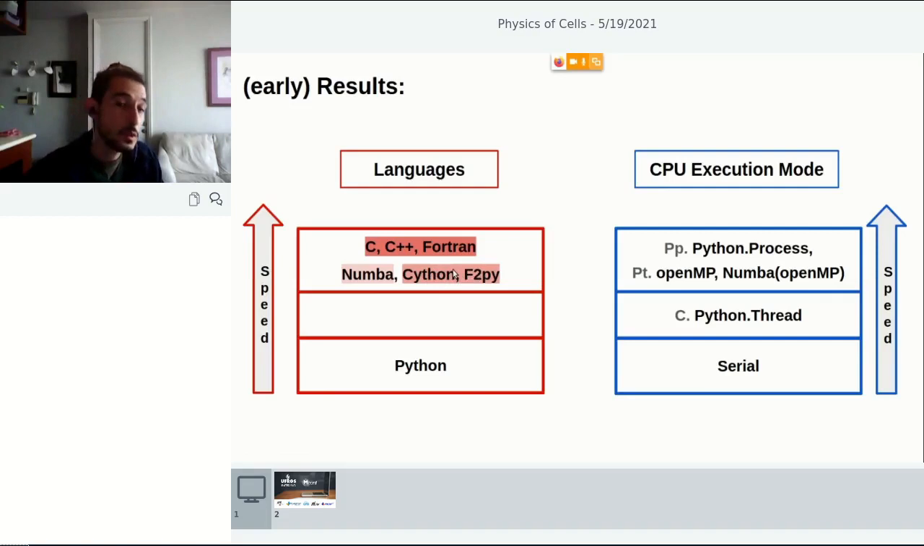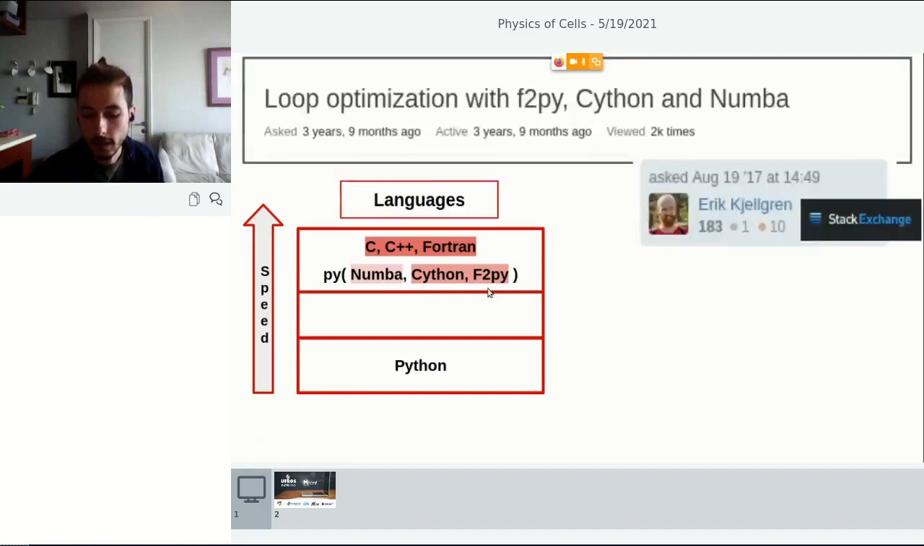And they will be as fast as C and Fortran as well. But you will have a little less control than if you only use pure C or pure Fortran. So this is the difference, and you have this gap here. And of course, you have to be fair with Python, because Numba, Cython, and F2py are Python-based instructions. So Cython is not a programming language, Numba is not a programming language, and F2py is also not a programming language. So let's show you some results of loop optimization.